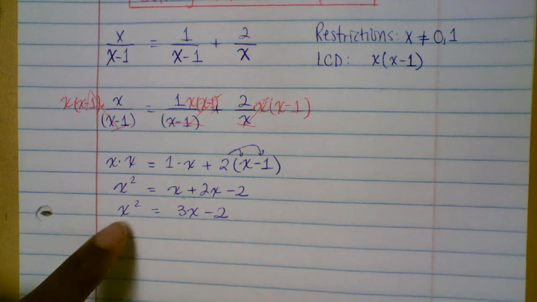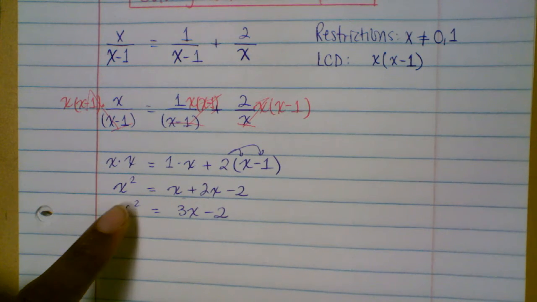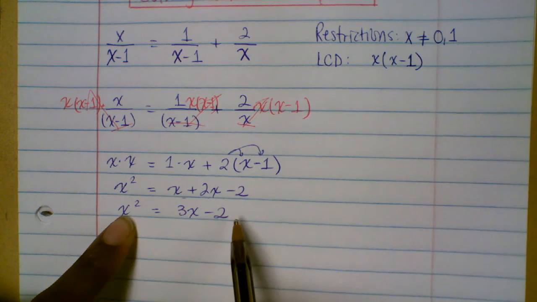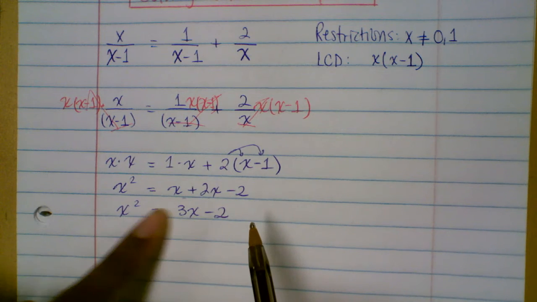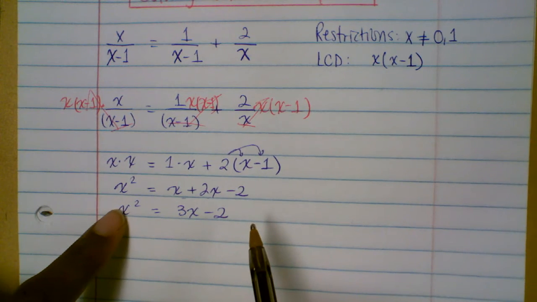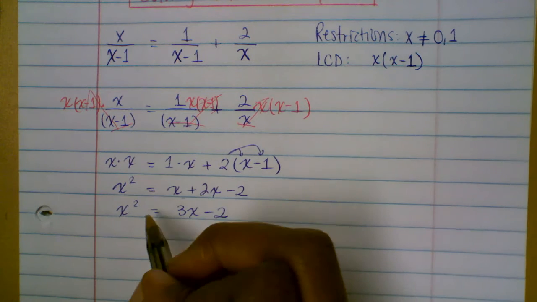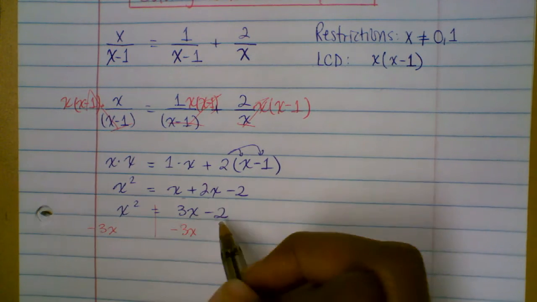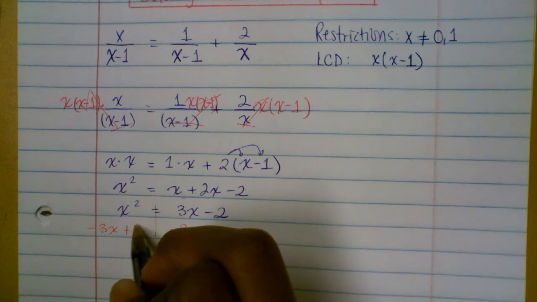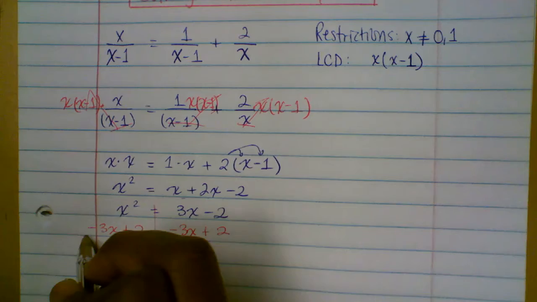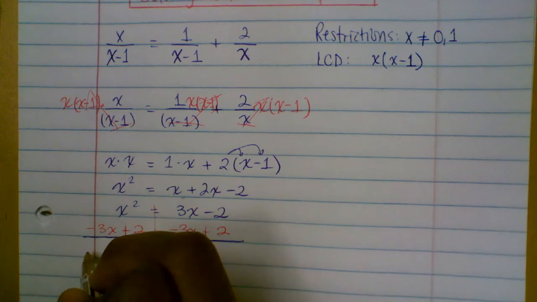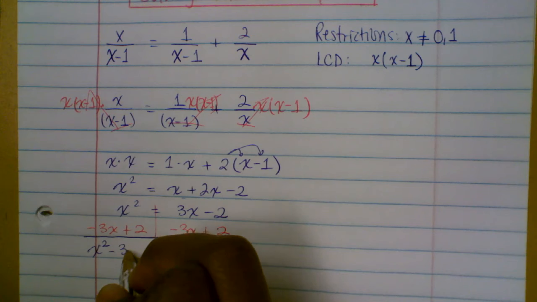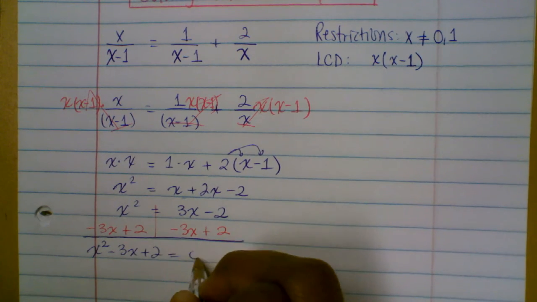Now, since x squared is by itself, I have a quadratic equation, so I'm going to write it in standard form. I'm not going to move x squared to the right; I'm going to move those two terms to the left, so that the coefficient of x squared is positive, not negative. I'm going to subtract 3x and then add 2 on both sides. And then you end up with x squared minus 3x plus 2 equals 0.